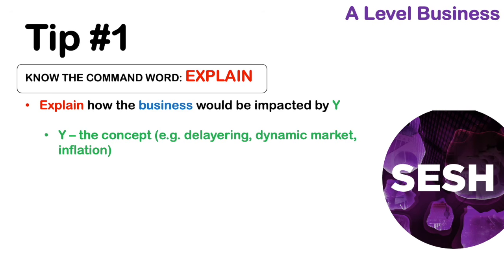Here's an example structure of a question. Explain how the business, that's the business in the case study that you need to use, because half the marks for these 4 markers will come from that, would be impacted by why. Why is the question, the concept. For example, it could be delayering or dynamic markets or inflation.